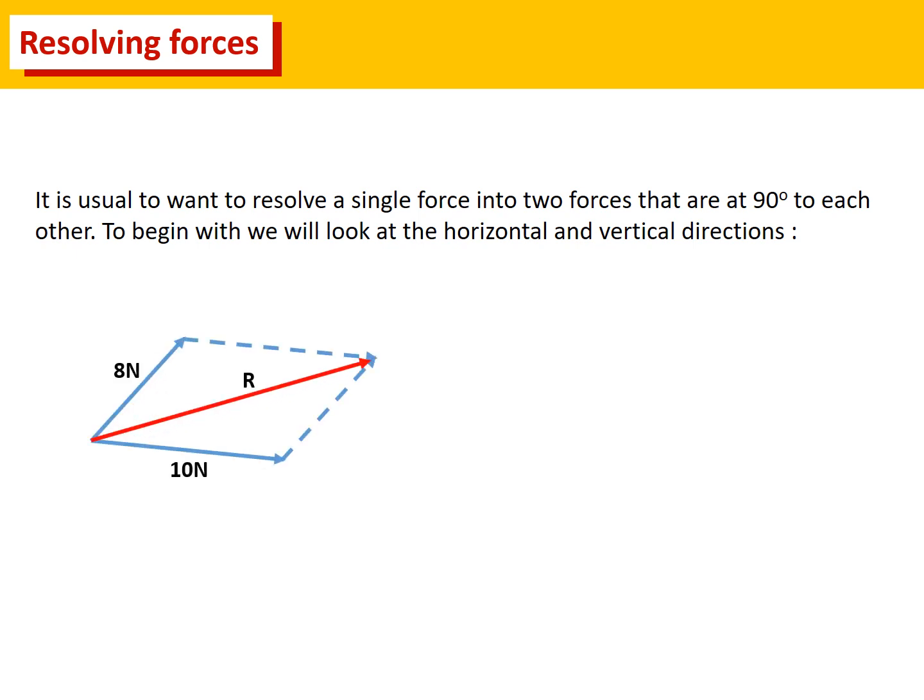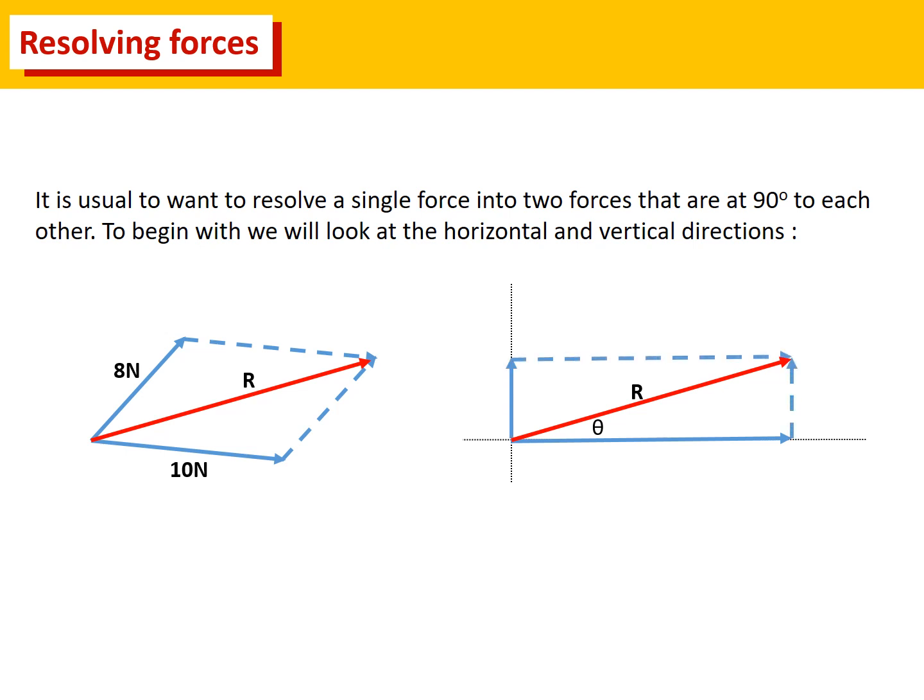So there we have our diagram of two forces and resultant force. But imagine we wanted to take that single force and split it into horizontal and vertical components. Well, given an angle between the force and the horizontal of theta, then that horizontal component and the vertical component would become r cos theta and r sin theta.